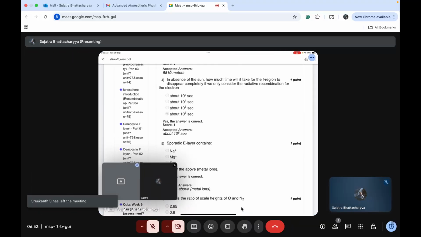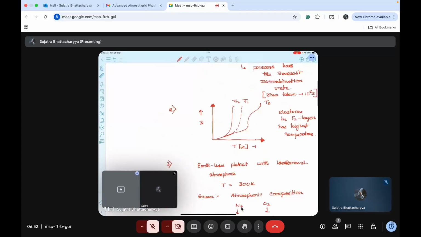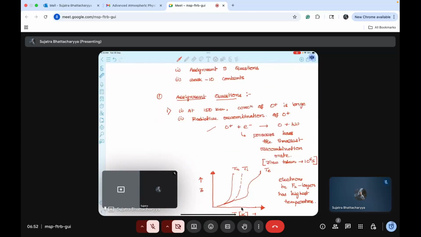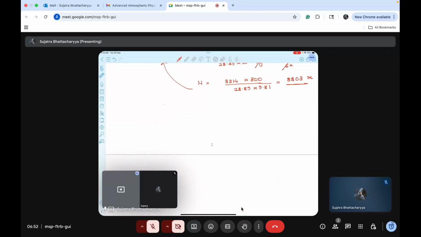And one of the reactions which I have already told here, this one, is the radiative recombination which takes about 10 to the power 6 seconds. Okay, so let me just write. This is the fourth one. Radiative recombination takes about 10 to the power 6 seconds, which is a slow process.